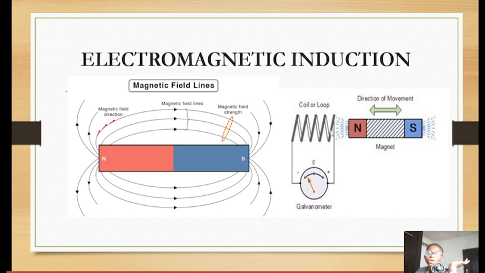magnet was brought close to this galvanometer? We already know what a galvanometer does. A galvanometer is able to detect very small current. So what was noticed was that there was a deflection, and that is what this class will basically be all about.